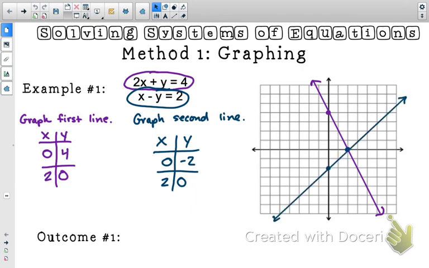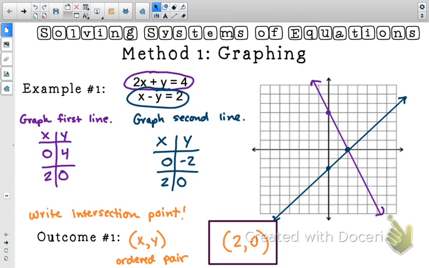When we have a system of equations, the solution is where they intersect. So we have 3 different outcomes, and our first outcome is when we have an intersection point and an ordered pair x, y. The ordered pair of this intersection point is 2, 0, where the 2 lines cross. So that's one outcome. We're going to have 2 other outcomes that are possible. Let's take a look at one of those.